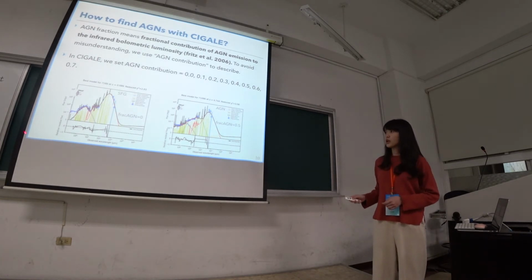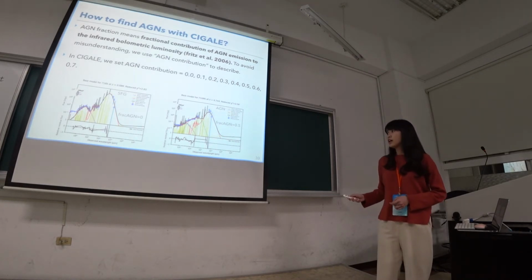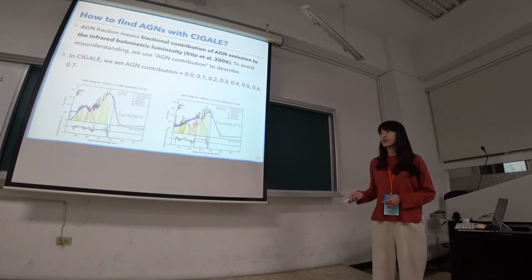And I want to show you two examples of our SEDs. As we see, this is a typical star-forming galaxy. There are two bumps, from the stellar part and the dust part. But for an AGN, there is a power-law spectrum because of the thermal emission of the AGN. Therefore, it is easy for us to tell whether this is a star-forming galaxy or an AGN.